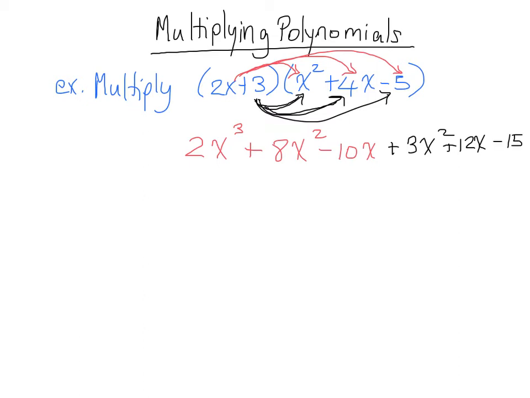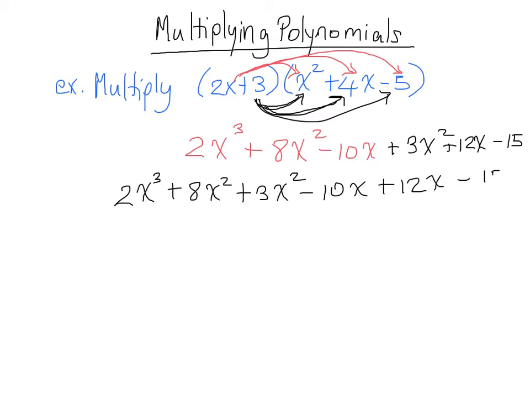Now that we have that, we can simplify this polynomial by first putting it in decreasing order of degree and then joining our like terms. So let's change our degrees to decreasing order. We have 2x to the third, and that's the only thing to the third. Now we can move on to the x squares: plus 8x squared plus 3x squared. And now our x's, minus 10x plus 12x, and finally our constant, minus 15.